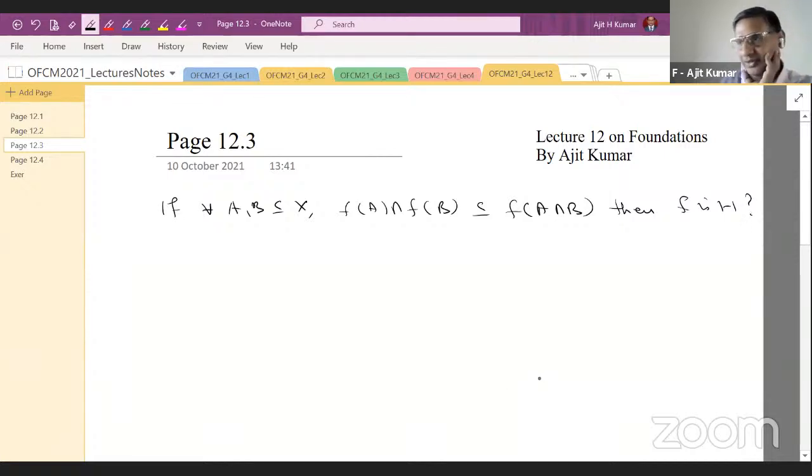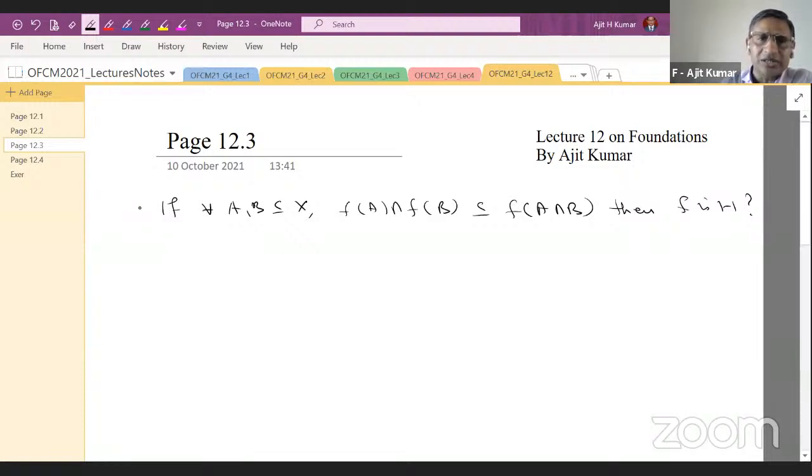Okay, so this is what you see: we hit a roadblock when we had to deal with two distinct elements going to the same image. That is where the whole argument fell, right? So it is very natural to expect. Now let us try to prove this.